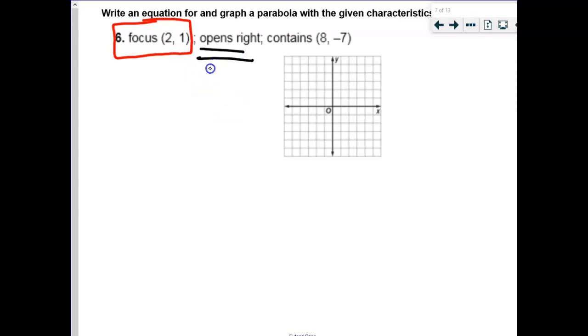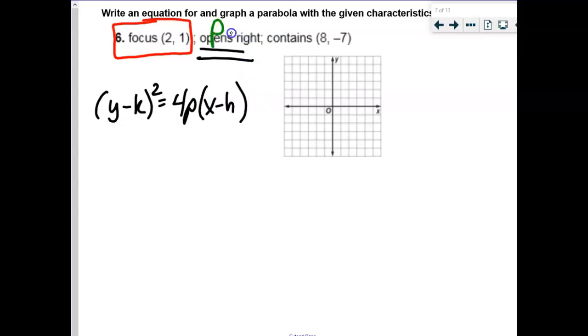All right, so it opens to the right, guys. That tells you 2 very important things. First of all, it tells me what kind of parabola I have. If it opens to the right, we're looking at a sideways parabola, so y minus k squared equals 4p times x minus h. And the fact that it opens to the right tells me that the p is a positive number. That's very important in a minute, or 2 or 3 or 4.